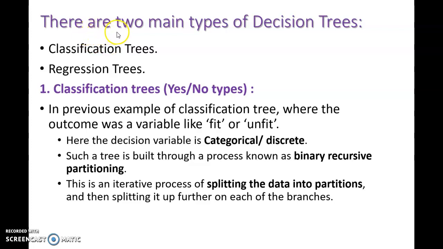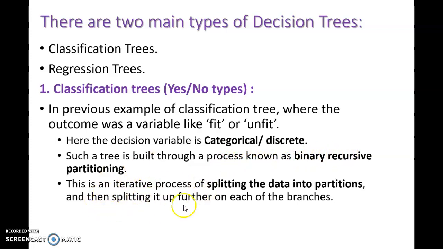There are two main types of decision tree: classification trees and regression trees. First, the classification tree. In a classification tree, the result is always yes or no type. In the previous example, we already discussed the fit or unfit problem. The decision variable is categorical or discrete. Such a tree is built through a process known as binary recursive partitioning.